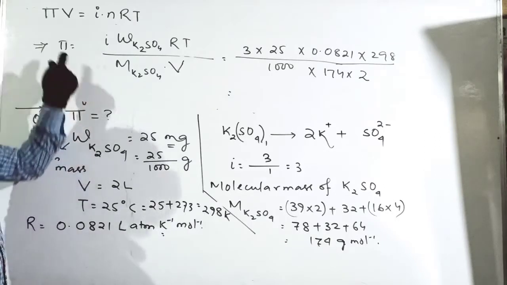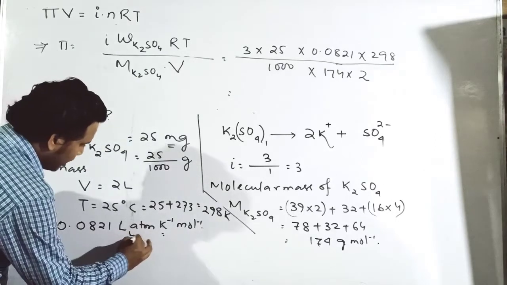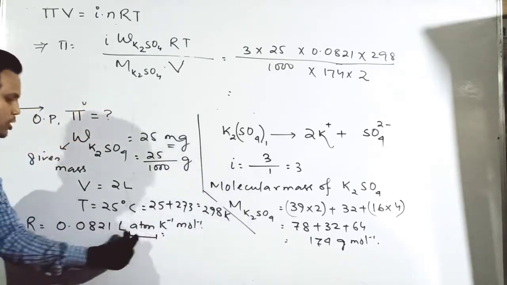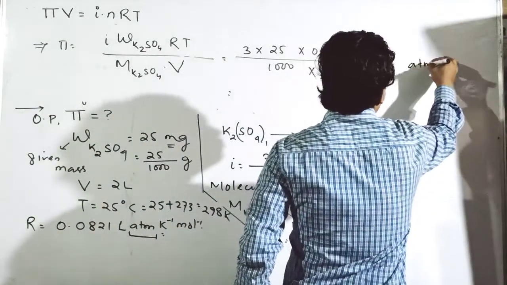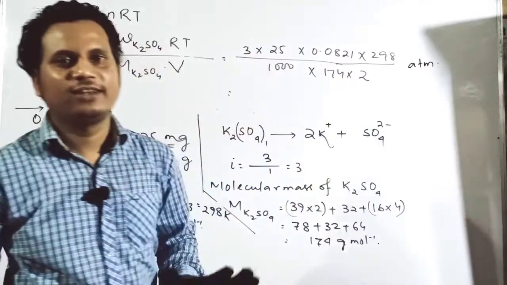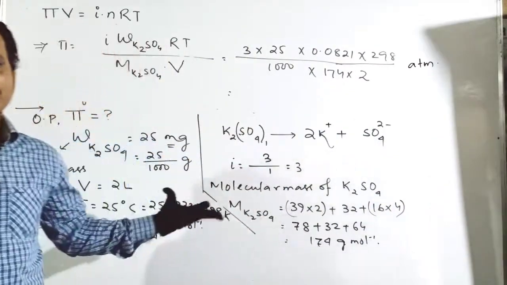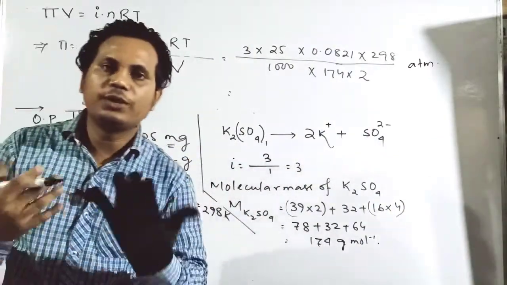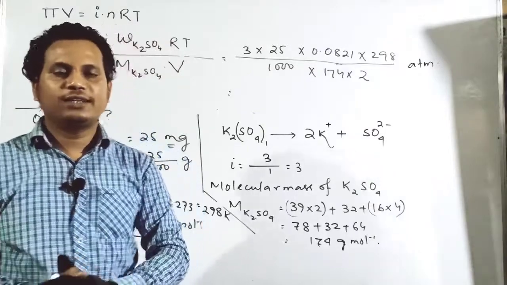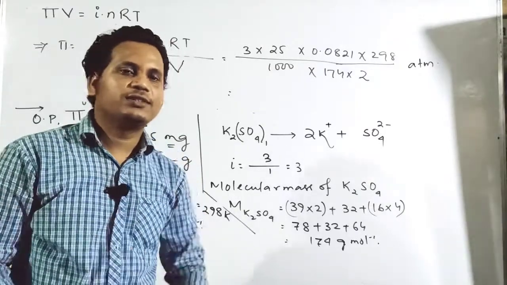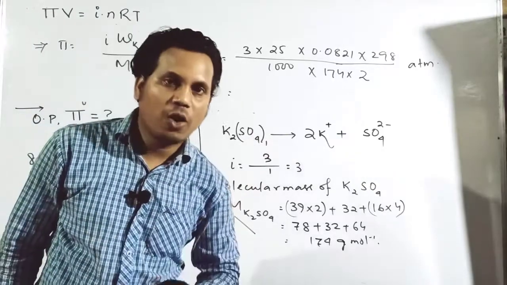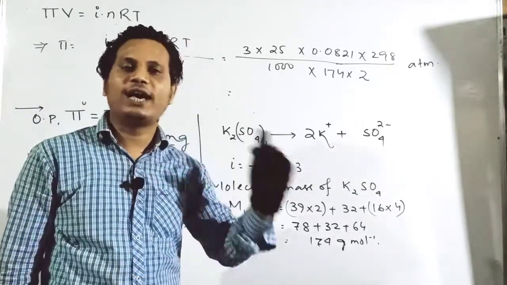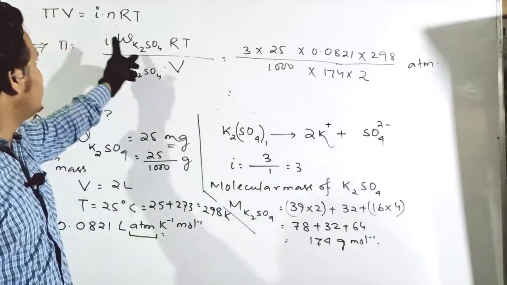And what will be the unit of pressure? In R, what is the unit of pressure? Atmosphere. So this much atmosphere will be the answer. We have already discussed osmotic pressure numericals. The only difference is that now if association or dissociation occurs, the value of i will be there, and in the formula i will be used.